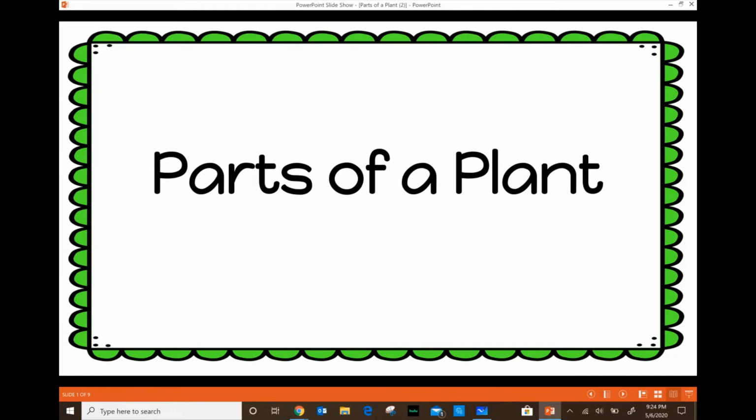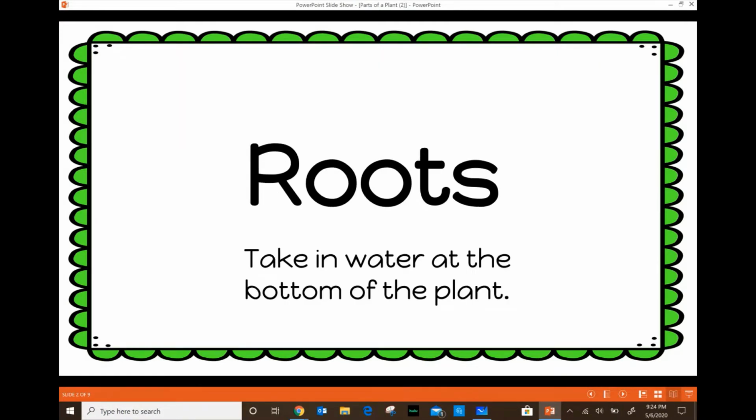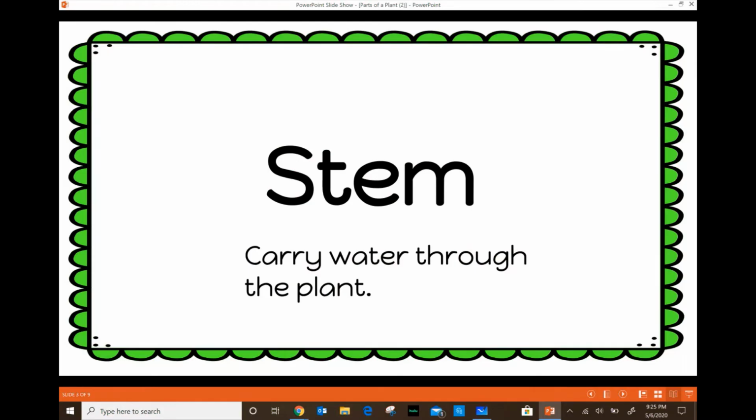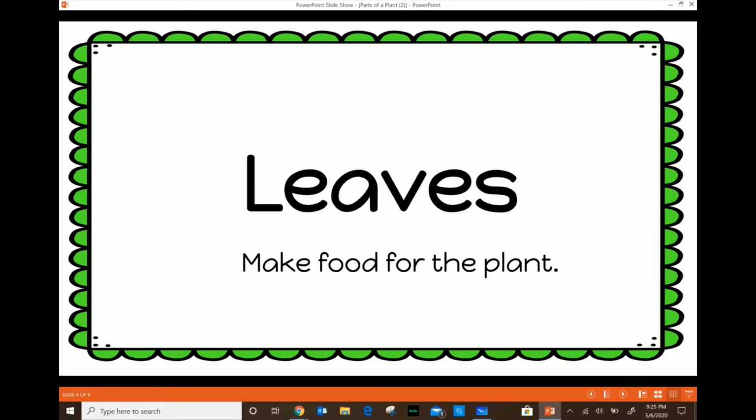Now, there are a few vocabulary words that you should know when you're learning about plants. Roots is one of the vocabulary words, or one of the words you should know, and the roots take in the water at the bottom of the plant. A stem, we're going to be looking at this more closely on some images later on, and a stem carries water through the plant. Leaves, the leaves make food for the plant.